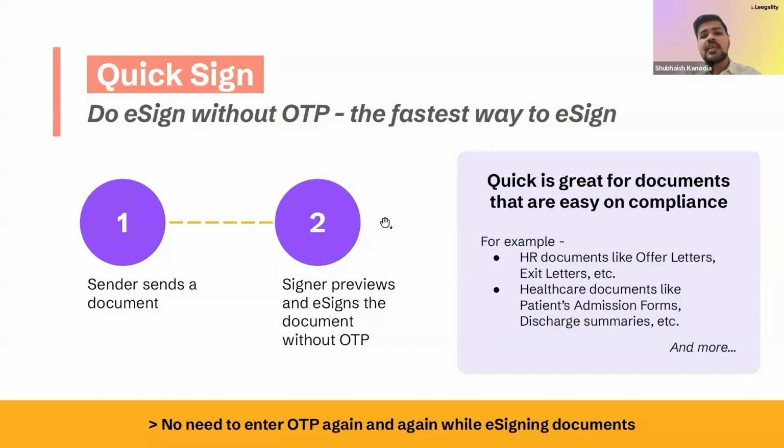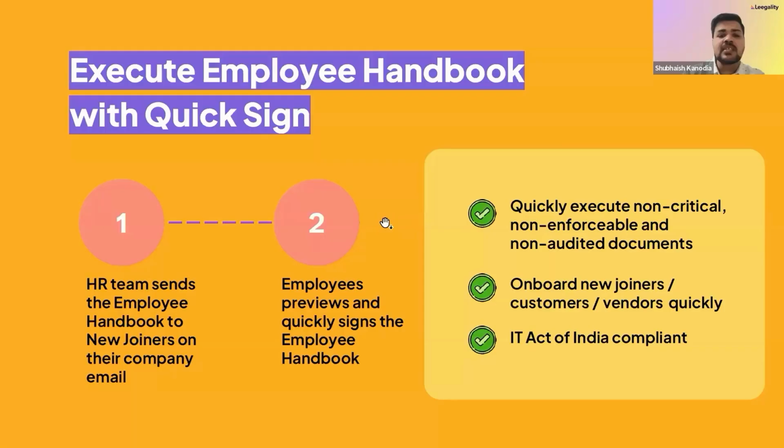QuickSign is an OTP-less e-sign, and it is the fastest way to e-sign using Legality. Anshul will show you in a few more minutes how fast it is, and literally it takes no time at all. But before we jump into the demo, I quickly wanted to cover a few illustrative examples. First, let's say you want to execute an employee handbook using QuickSign. As I said earlier, any non-critical document, and an employee handbook is an example of that, you can execute using QuickSign.